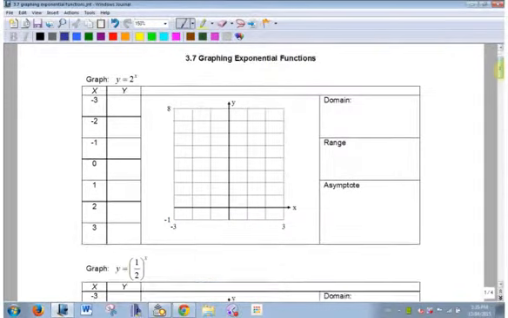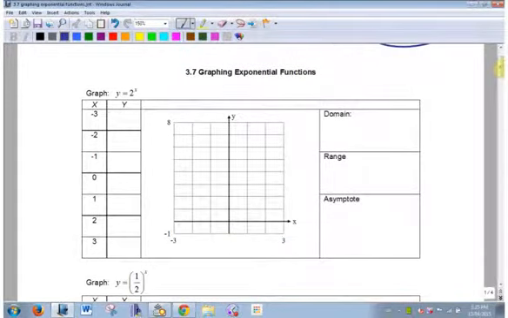This we have already done. Okay, it is on page 39, so I'm going to whip through it pretty quick. 2 to the power of x. How do I graph that thing?